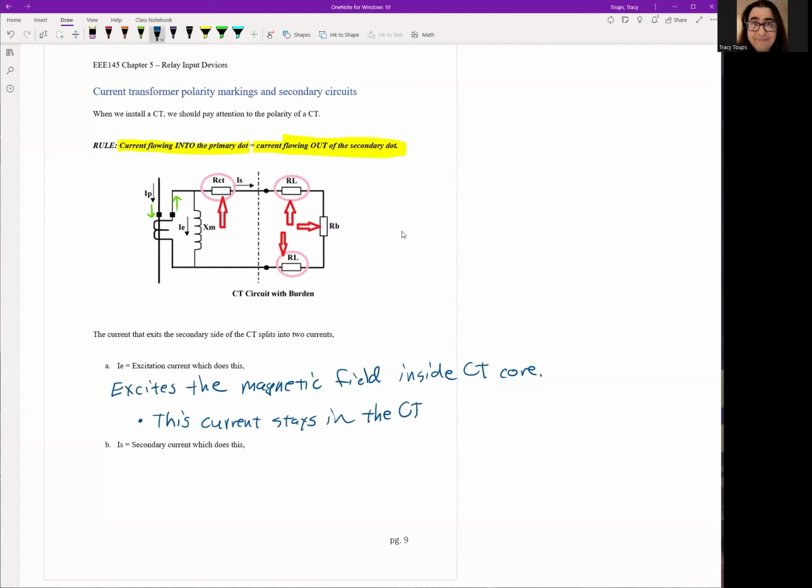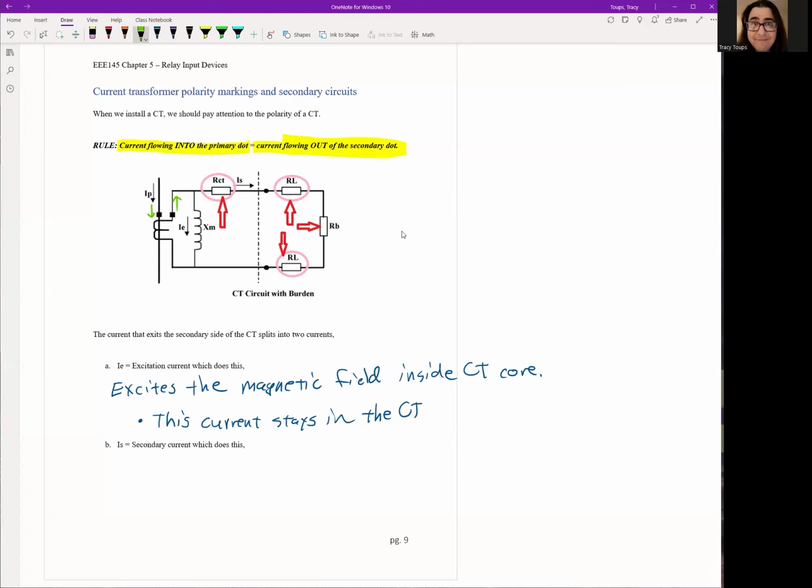Okay, notice that we have a separate winding, the XM coil, where the excitation current just flows endlessly inside the CT. This is just a tax we have to pay for any transformer or anything with a magnetic field. A certain amount of leakage current or excitation current is needed just to power the unit itself. What's left flows out of the CT itself and goes to the rest of the circuit.